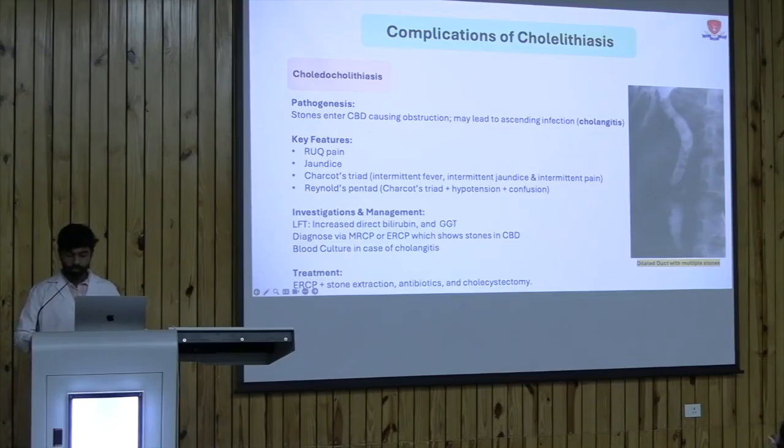Clinical presentations include right upper quadrant pain, jaundice, and the classical Charcot's triad of intermittent fever, intermittent jaundice, and intermittent pain. In severe cases, additional hypotension and altered mentation together with the Charcot's triad may make what's known as a Reynolds pentad. Investigations include liver function tests, which show elevated direct bilirubin.